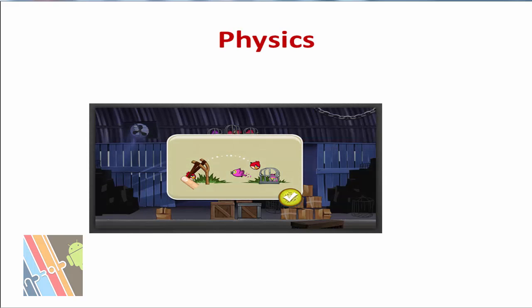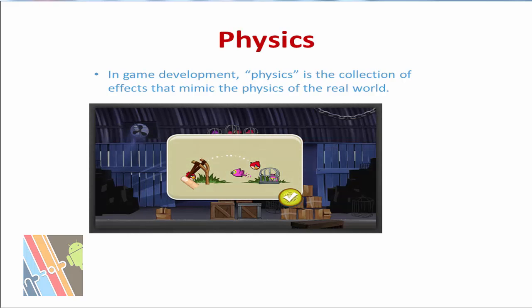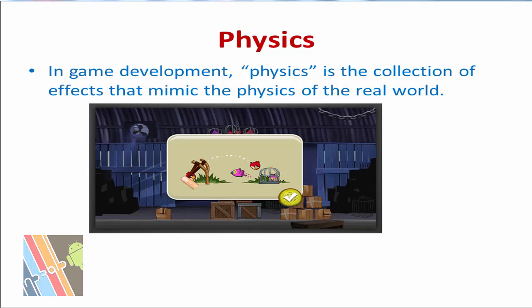is physics. In Android game development, physics is nothing but the collection of effects which mimics the physics of the real-world incident. Here you see a screenshot of Angry Bird Pro. The game has quality collections of effects. As we see, a very complete physics engine for use in our Android game. 2D physics engine used by an engine that is called Box2D.